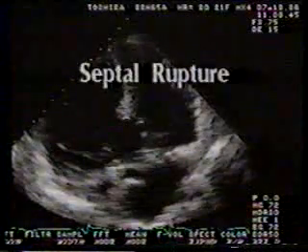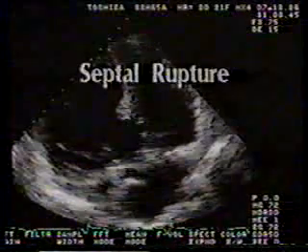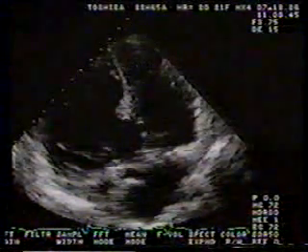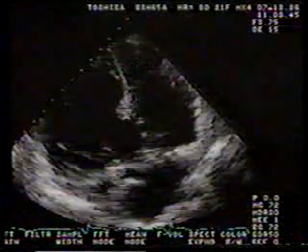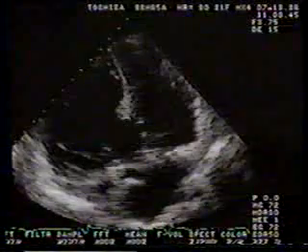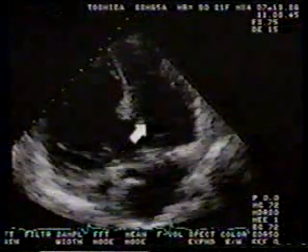This frame is an inferior scan in apical 4-chamber orientation. Here is the os of the coronary sinus. This patient had an inferior infarct and then developed a new holosystolic murmur. This is the rupture through the inferior ventricular septum.